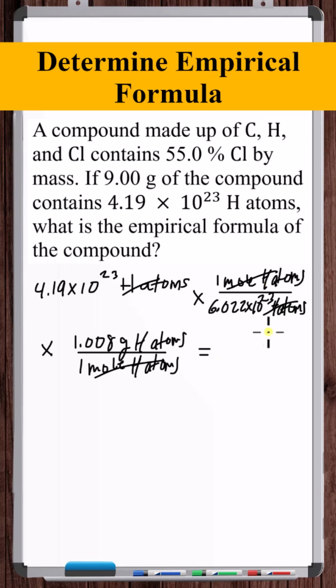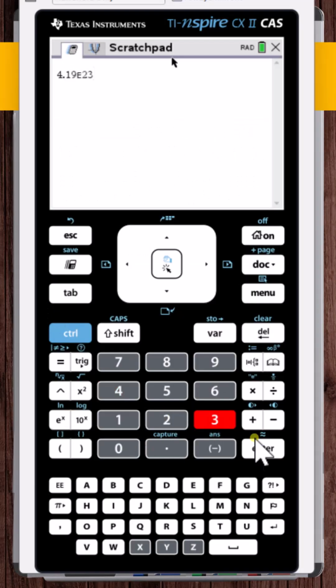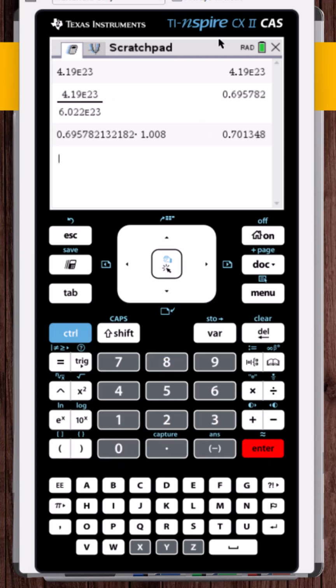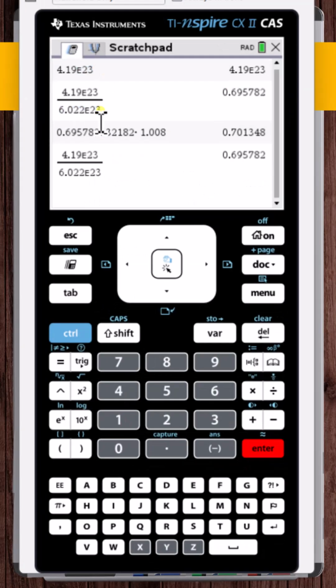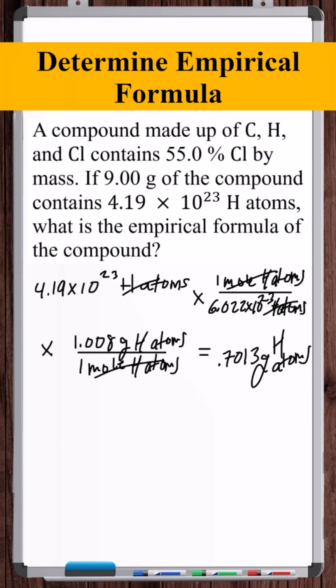Okay, multiplying this out, 0.7013 grams. We also might as well just go ahead and pull the moles of hydrogen atoms. So dividing this by this, 0.6958 moles.